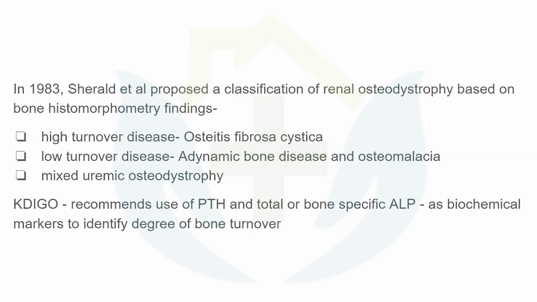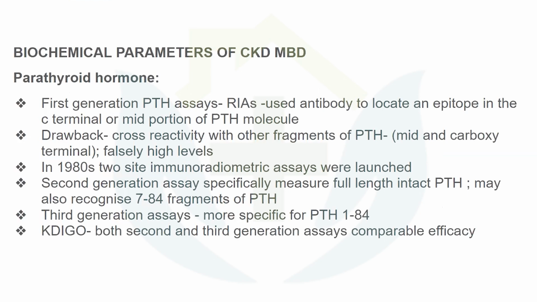For diagnosis of renal osteodystrophy or CKD-MBD, bone biopsy is not always necessary, and KDIGO recommends biochemical parameters, assay of PTH and total or bone-specific alkaline phosphatase, to identify the degree of bone turnover. So let us look into the parathyroid hormone assay, which we routinely use in our CKD patients for diagnosis of CKD-MBD. There are 3 generations of assays for PTH.